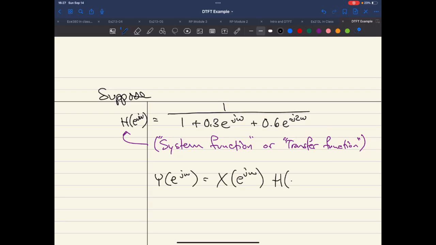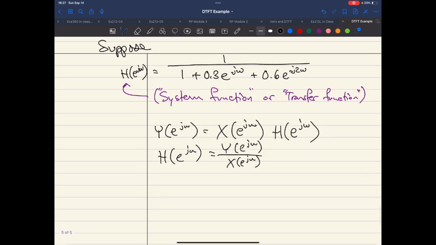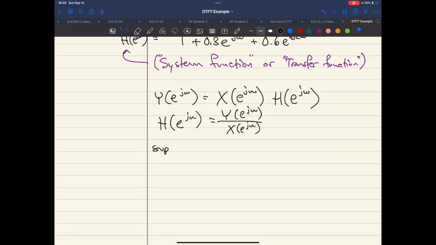All right, so when we look at this relationship in the frequency domain for a system process, we have this identity. So we could say that this is equal to the ratio of these two things. And we could suppose, for example, that x[n] is equal to 8 cosine(π/5 n + π/3).